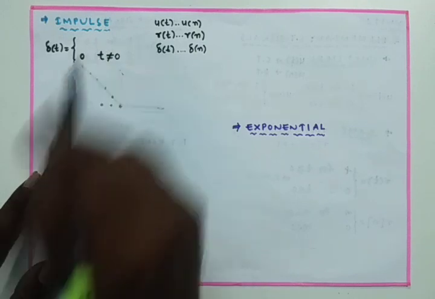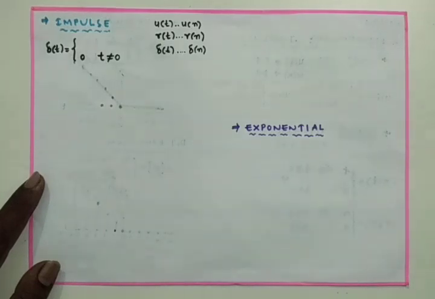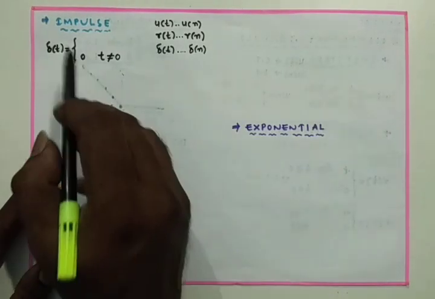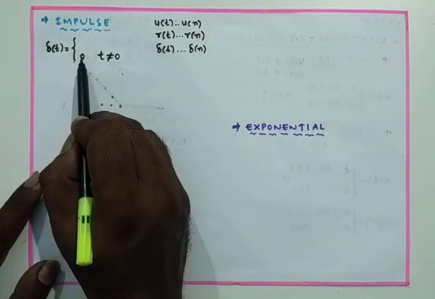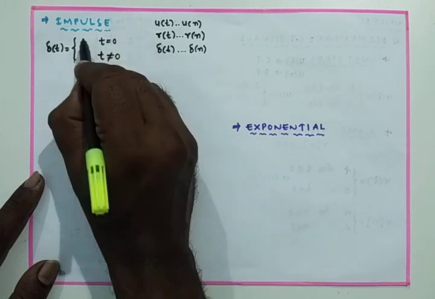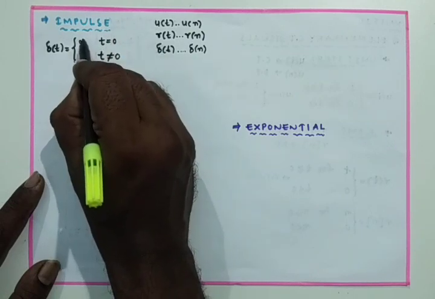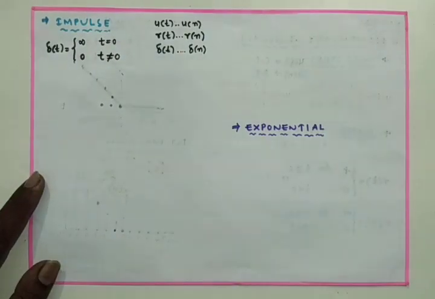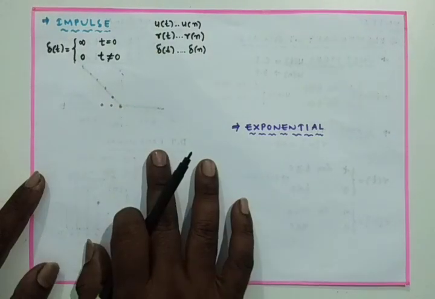That t is not equal to 0 means what? T may be positive or negative. The value of that signal will be 0 at only t equal to 0, and at t equal to 0 we will have the signal amplitude that is infinity. And this is about the continuous time impulse signal.